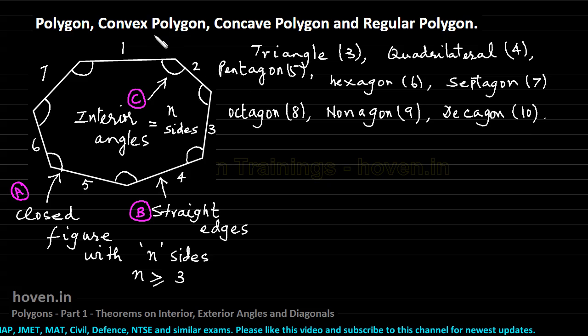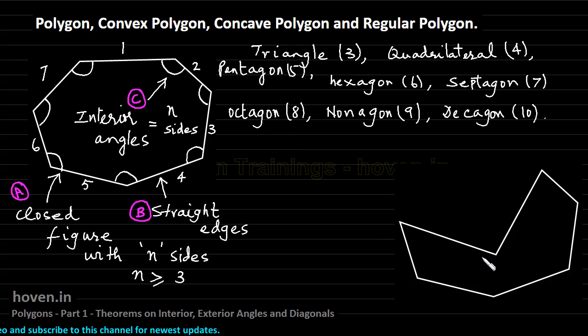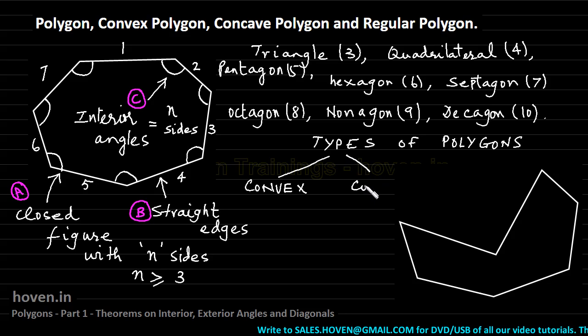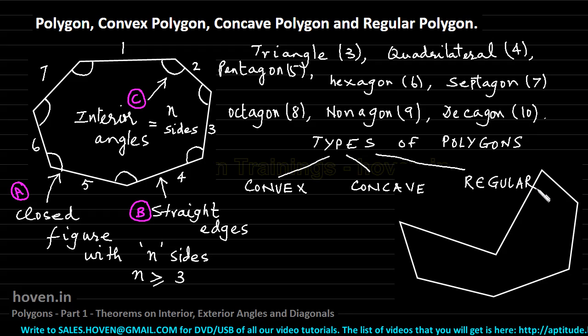Next, let us take up what is a convex polygon and what is a concave polygon. I will show the concave polygon first and then I will explain the difference. This is a concave polygon, but let me first of all write types of polygons. One type is convex. The second is concave. And the third is regular.